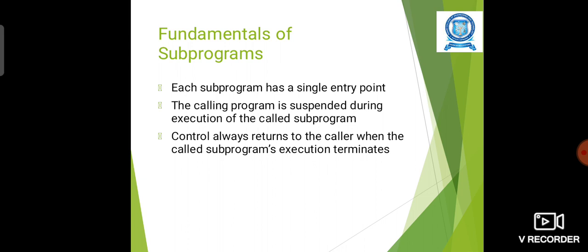Similarly, the same case happens in the subprogram. The calling program is suspended during the execution of the called program. Whenever a function or a subprogram is called, the execution control goes to the definition of the called function and the execution of the calling function is suspended. Control always returns to the caller when the called subprogram's execution terminates. So when the execution of the subprogram completes, the execution control returns back to the calling subprogram.